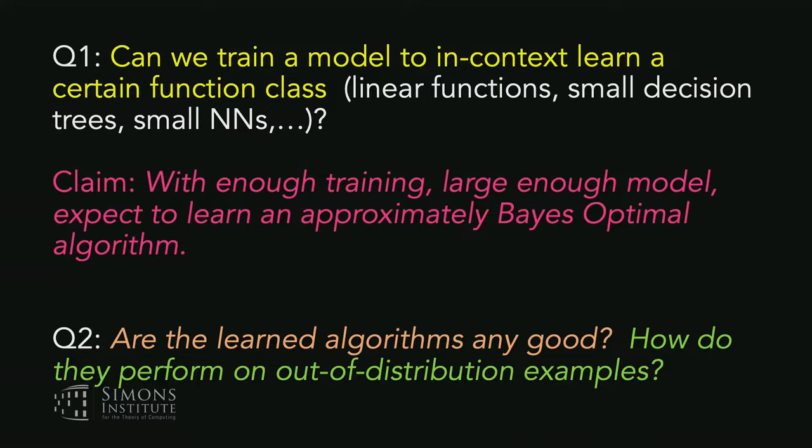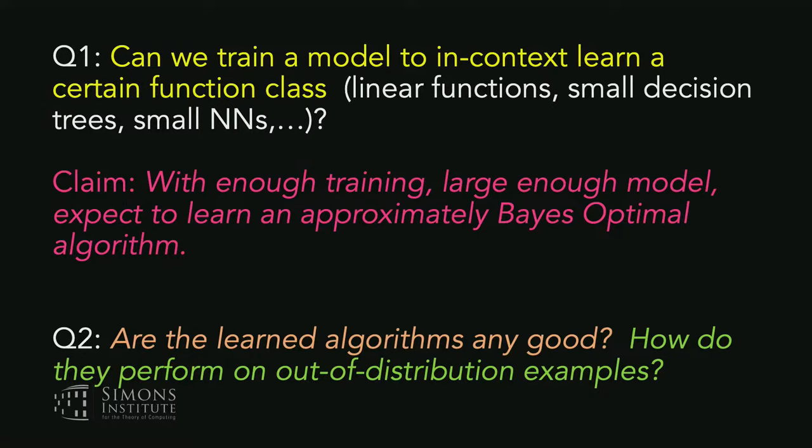So the question: are the learned algorithms any good? Maybe it's doing some Bayes' optimal thing, but maybe the real test is whether the algorithm is doing the right thing. One way of looking at that is, how well do these algorithms perform on out of distribution examples? Do people buy this sort of claim?